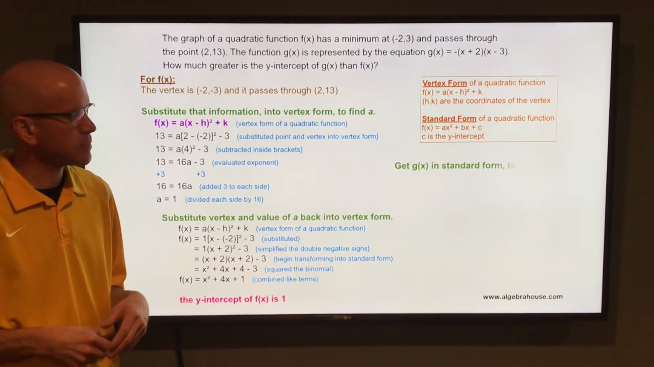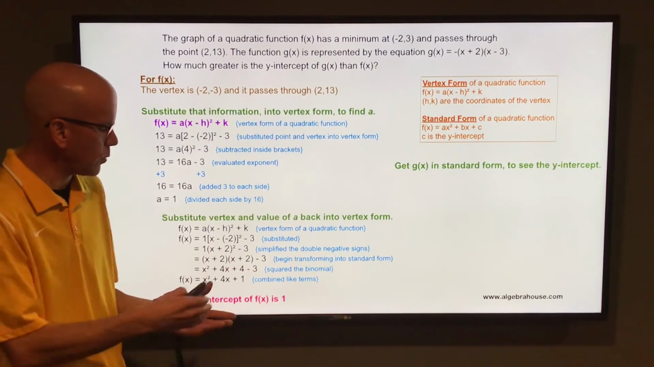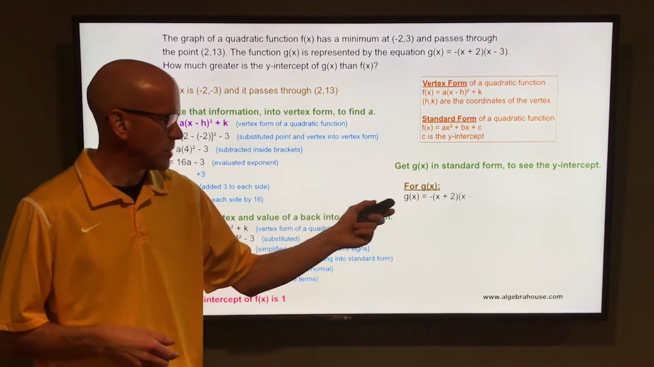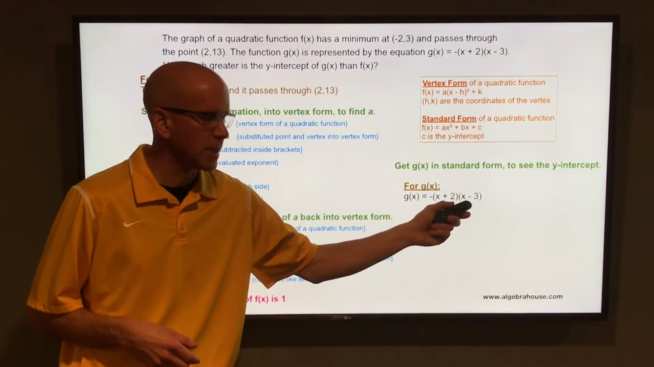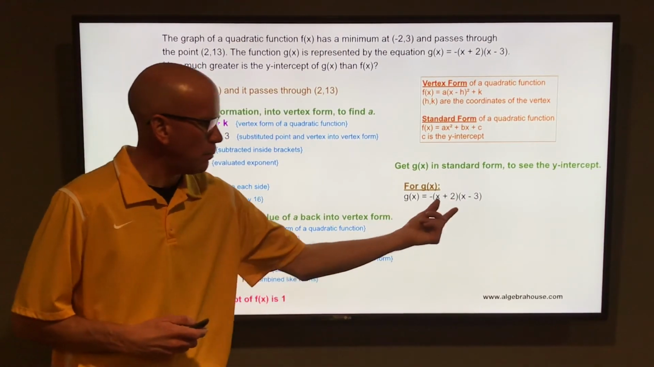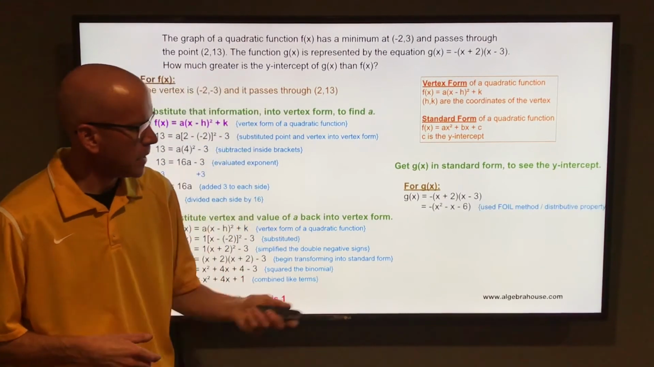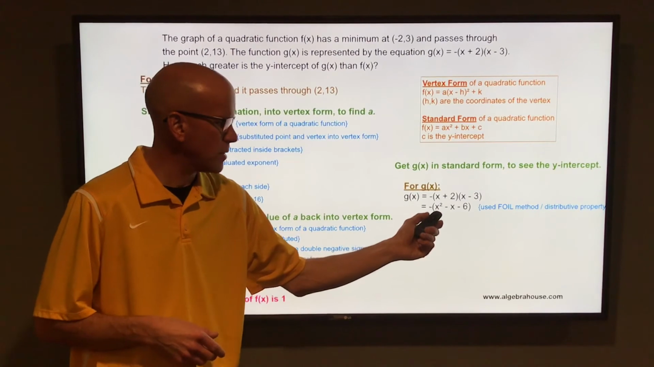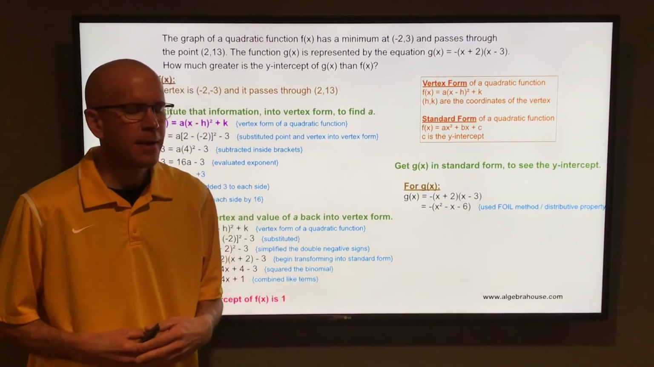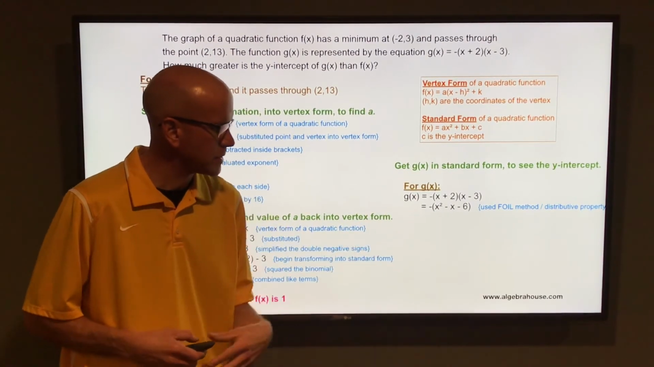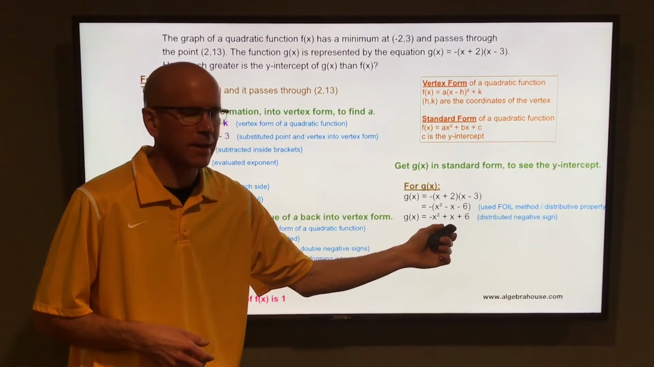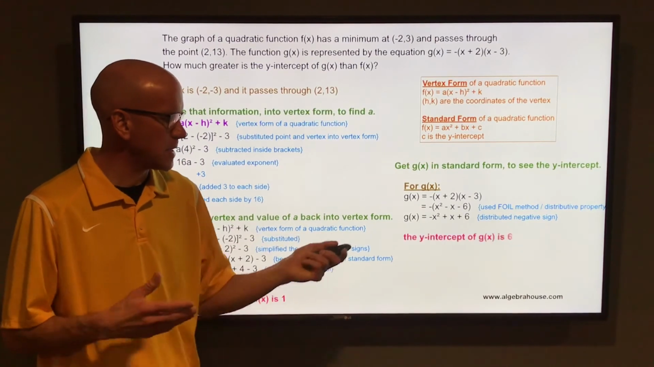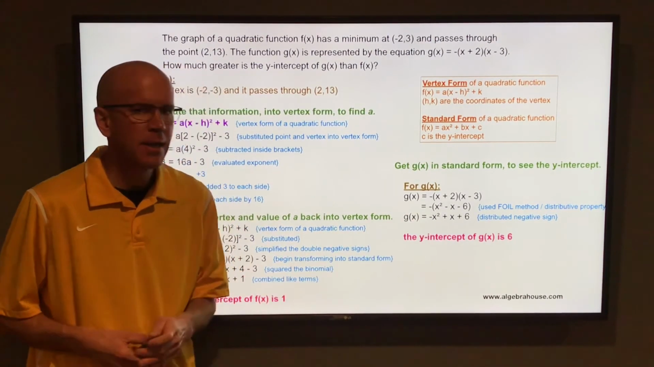Now for g of x, we want to get this in standard form so that we can compare the y-intercepts. So for g of x, which is the negative of x plus 2 times x minus 3, we can multiply those two binomials together. X plus 2 times x minus 3 with the FOIL method or distributive property is going to be x squared minus x minus 6. Then distribute that negative sign through the parentheses. It'd be negative x squared plus x plus 6. Watch your signs. So that is standard form. You can see that the y-intercept of g of x is 6.